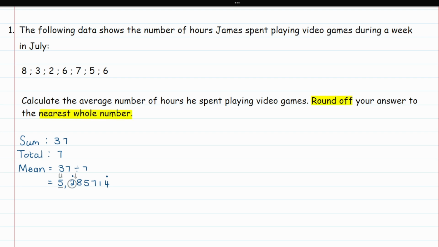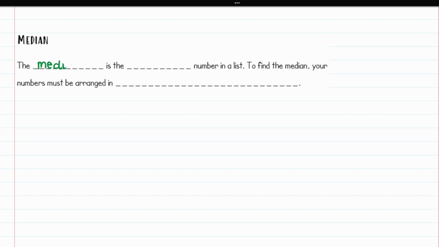The question asks us to round off to the nearest whole number, which means rounding off to the nearest unit. Since my digit to the right of my unit is a 2, I'm going to round down and have an answer of 5 hours. Next, let's learn about finding the median, which is really just finding the middle number in a list. To find the median, your numbers must be arranged in ascending order.